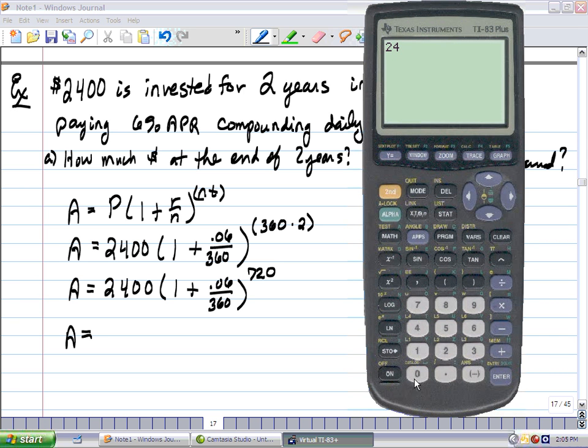So I'm going to do 2,400 times. Some of the calculators require that you hit the times, others don't. 1 plus 0.06 divided by 360. Close that parentheses and then use your exponent key, whatever yours looks like. Do 720. $2,705.97.